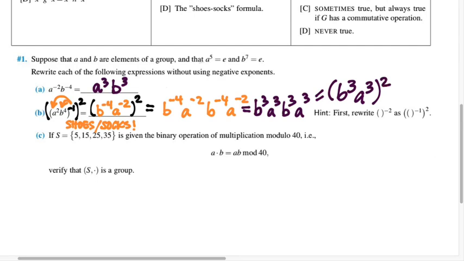But either way, the key observation here is that because we happen to know that there's some power of a and b that equal the identity, that's exactly what lets me rewrite negative exponents into positive exponents. That, combined with the shoes and socks principle, gets us to where we need to go on this problem.